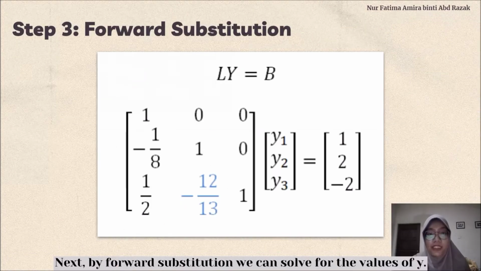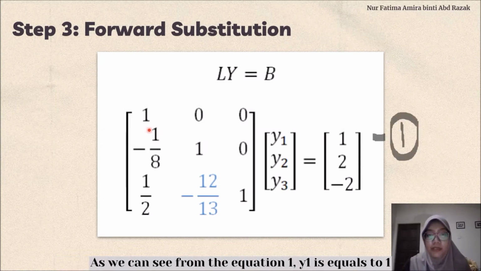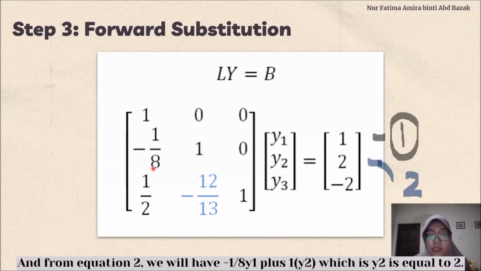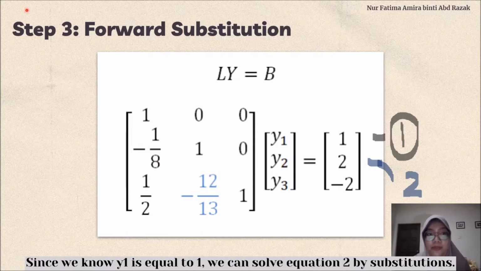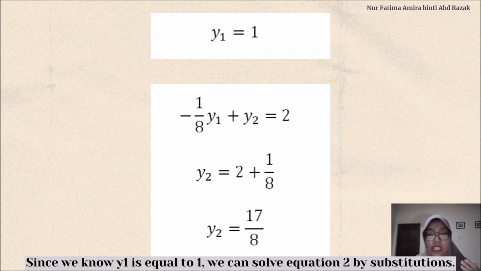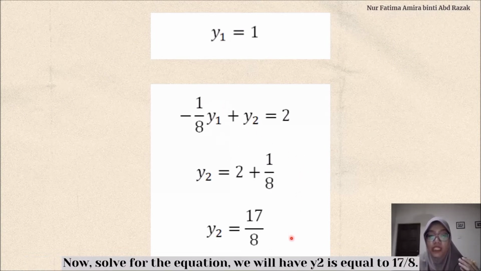Next, by forward substitution, we can solve for the values of y. As we can see from equation 1, y1 is equal to 1. And from equation 2, we will have negative 1/8 y1 plus 1 times y2 is equal to 2. Since we know y1 is equal to 1, we can solve equation 2 by substituting the value of y1 equal to 1 into the equation. Now, solving the equation, we will have y2 is equal to 17/8.